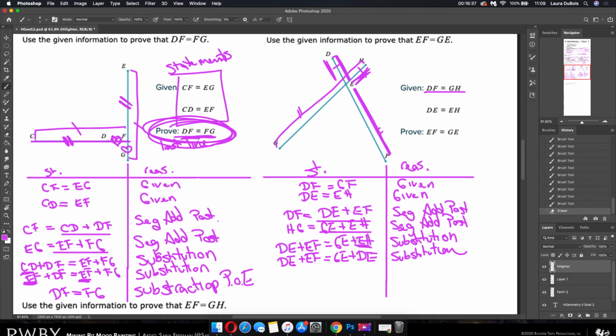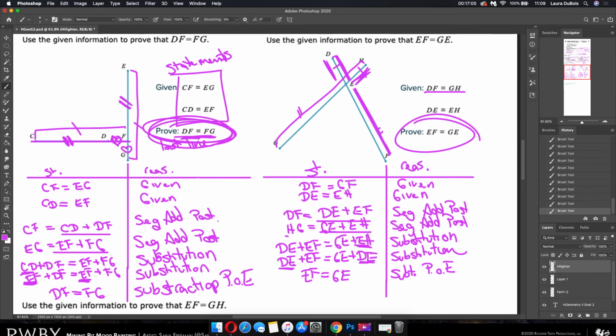Now that that's all set up, we have like terms. We have DE and DE, so we're just going to subtract them. Subtraction property of equality to say that EF equals GE. There it is. EF equals GE. And we're done with our proof.